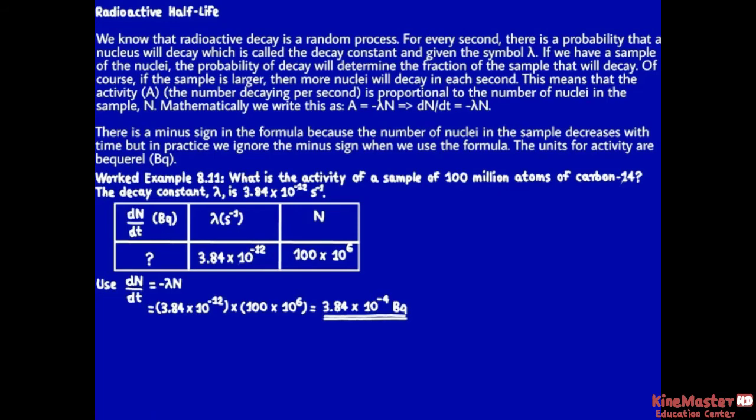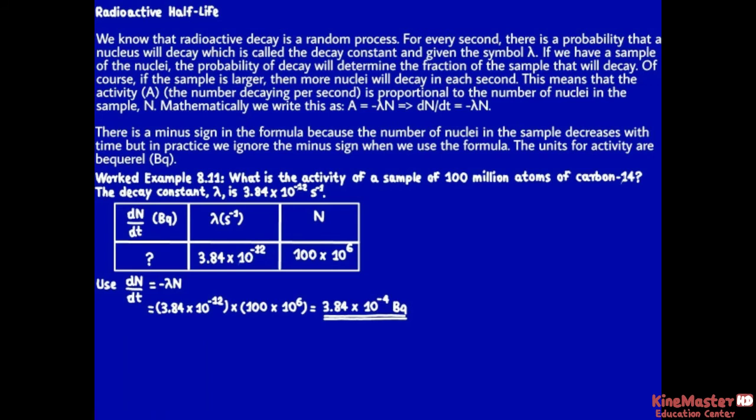Worked example 8.11. What's the activity of a sample of 100 million atoms of carbon-14? The decay constant lambda is 3.84 times 10 to the power of minus 12 second inverse. We want dN over dt in the units of becquerel. Lambda is 3.84 times 10 to the power of minus 12 second inverse, and N is 100 times 10 to the power of 6 atoms.